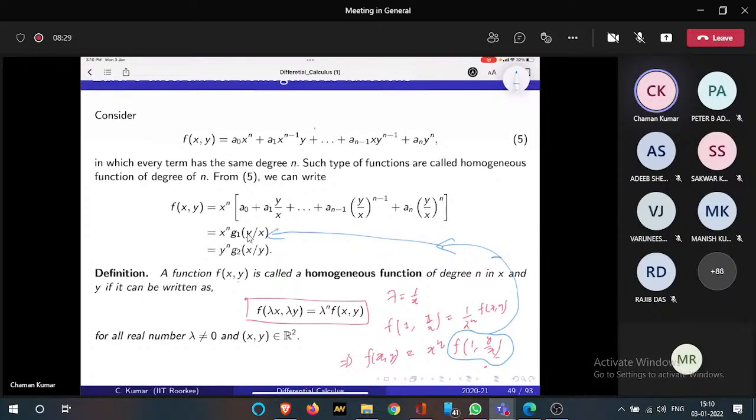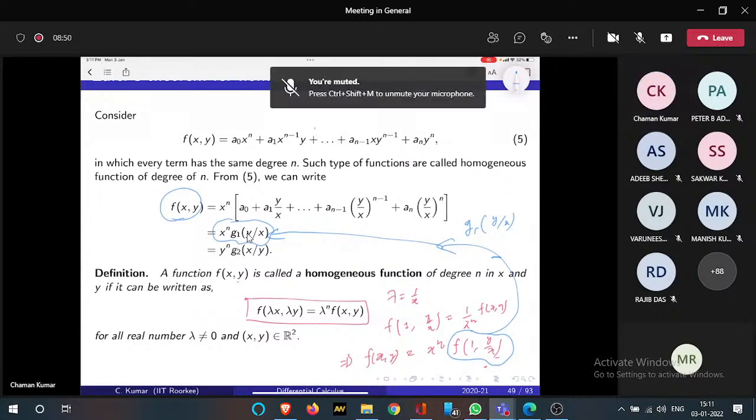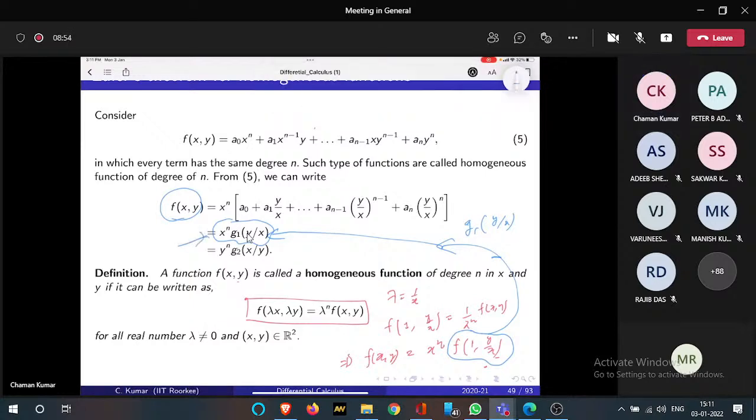We can rewrite this in this way. You can say that this f is a function g1 of y by x, and therefore you get the relationship f(x, y) is equal to x raised to n g1(y by x). So whether you take this as the definition or this as the definition, they are equivalent.